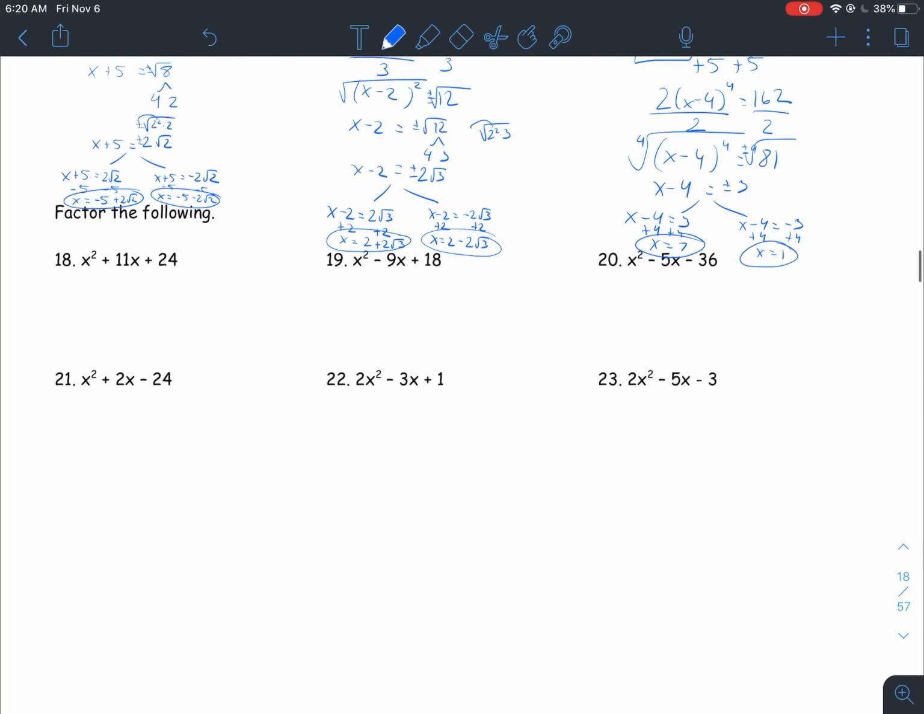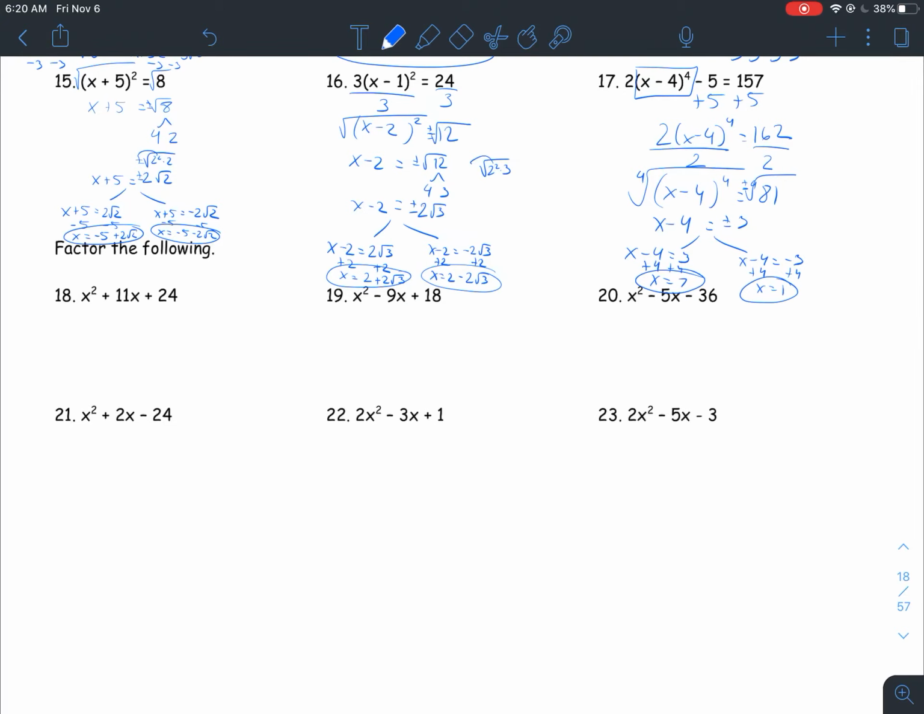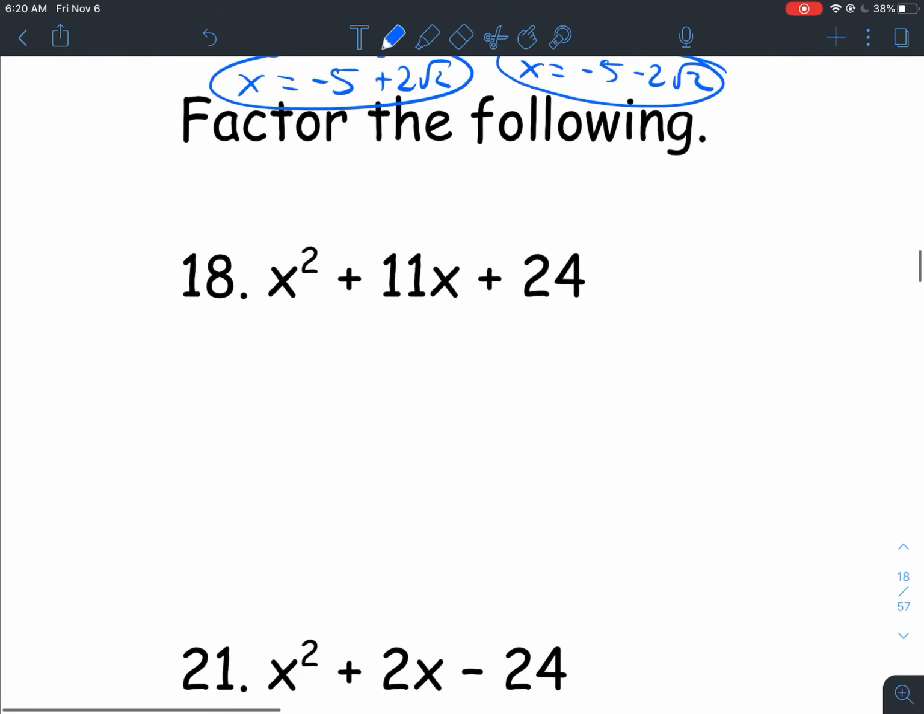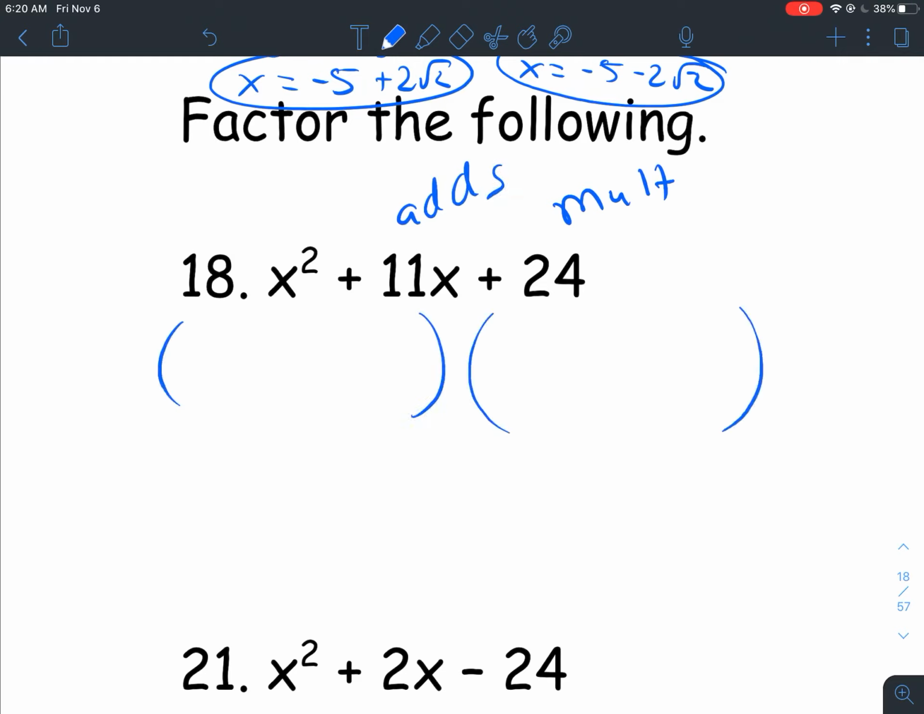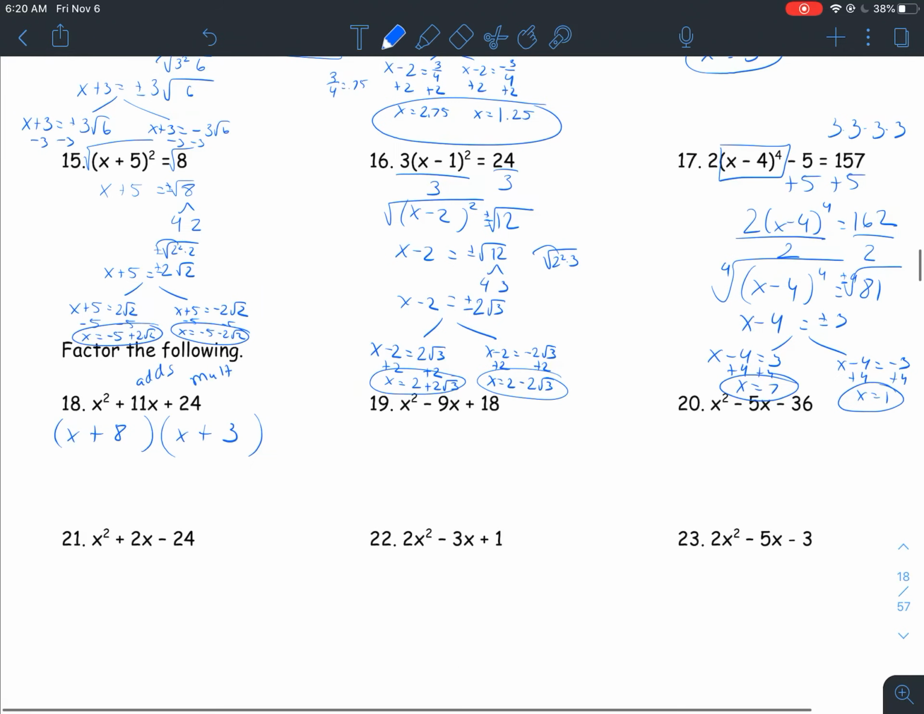For the second half here, go ahead and try these. See if you can do this. You're working on factoring. So just to remind you, you're figuring out what multiplies to give you a 24 and adds to give you an 11, right? So we would do x, and then for 24, the numbers that are going to work are plus 8, x plus 3. Hopefully these will be a review. So go ahead, try these guys out.